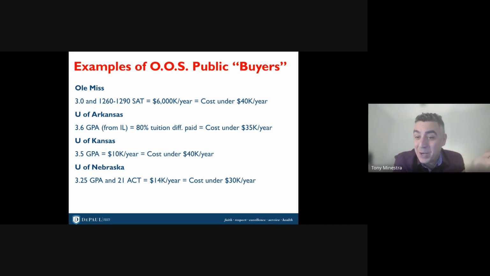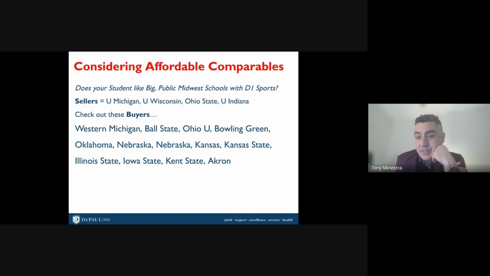Everyone forgets about Nebraska, right? Nebraska and Michigan State are the same school, but they're half the price of Michigan State. 3.25 and a 21 ACT gets you 14K a year at Nebraska. That brings your cost into the 20s out of pocket, okay? At Michigan State, with that same profile, you're paying 55, okay? All right, next slide.